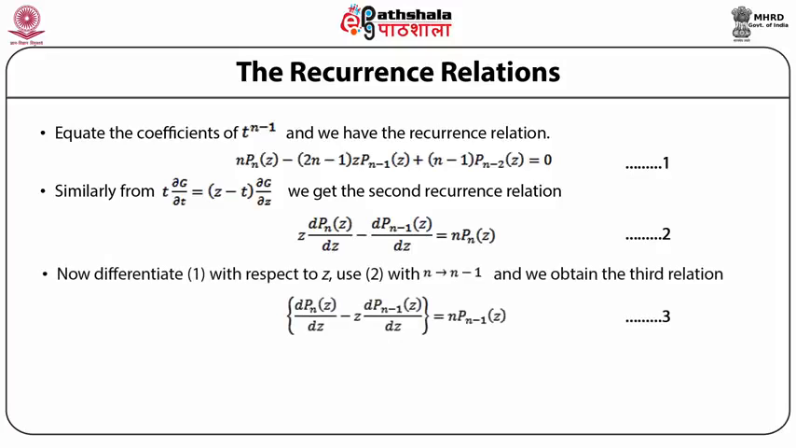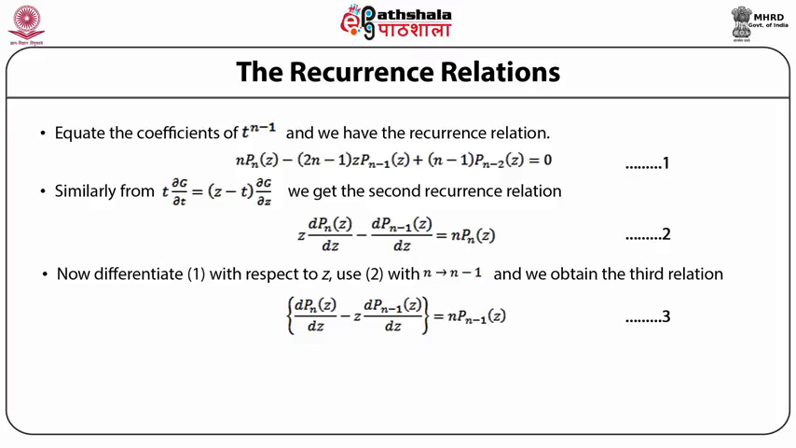If we now differentiate equation 1 with respect to z, then use 2 with n tending to n minus 1, we obtain the third recurrence relation given as dPn(z)/dz minus z times dPn−1(z)/dz is equal to n into Pn−1(z). Let us say it as equation 3.